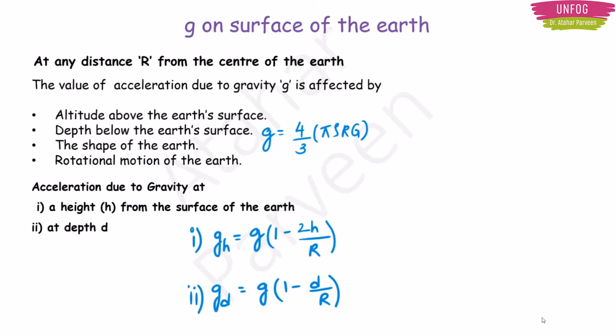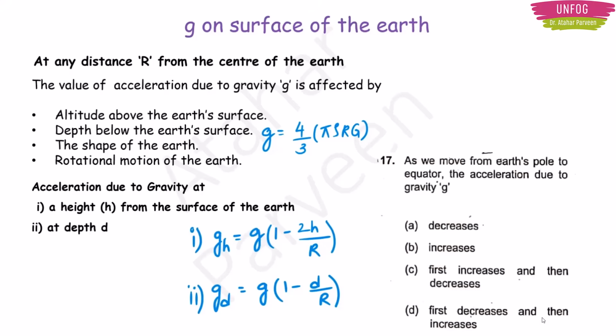Okay. See, by this formula you can simply say that acceleration due to gravity at height h is directly proportional to the height, isn't it? Or acceleration due to gravity at depth d is directly proportional to the depth in the earth, isn't it? So they can ask a question like this. As we move from Earth's pole to equator, what happens to the acceleration due to gravity g? Now you can relate it.